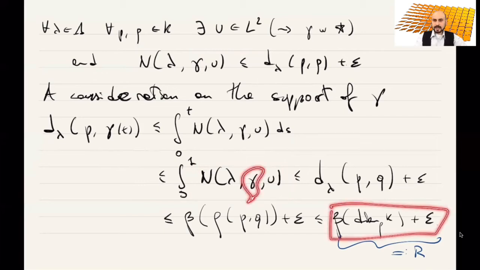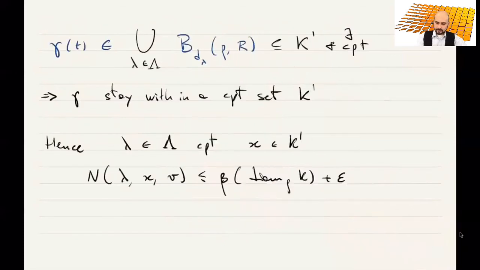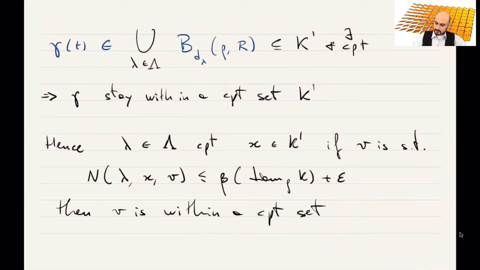So we have realized that gamma is within a compact set. And now what about u? Because this function is a norm, for fixed gamma, and it is also continuously changing in gamma and lambda, what we can say is that the set on which u lives is also a compact set. I call it V. So if V is such that we have this inequality, then V is within a compact set, let's call it K double prime in R^m.